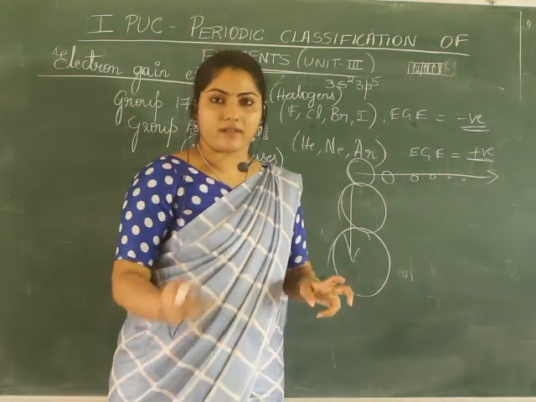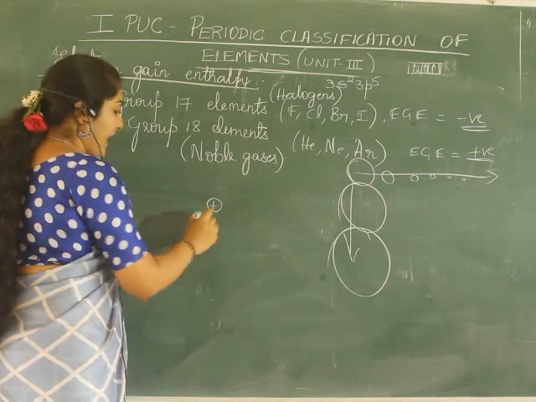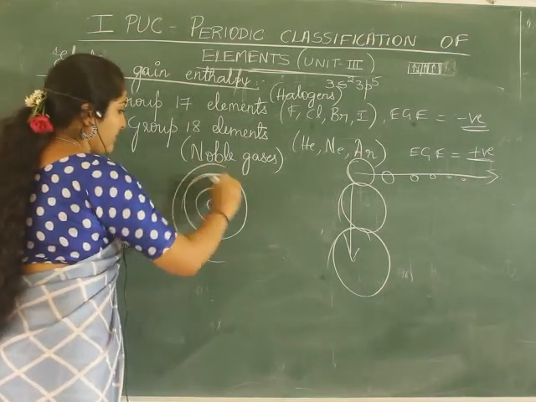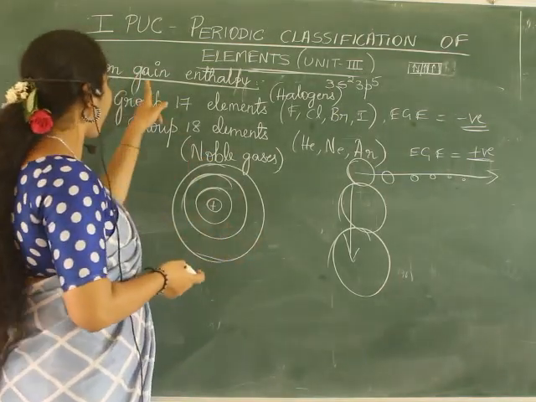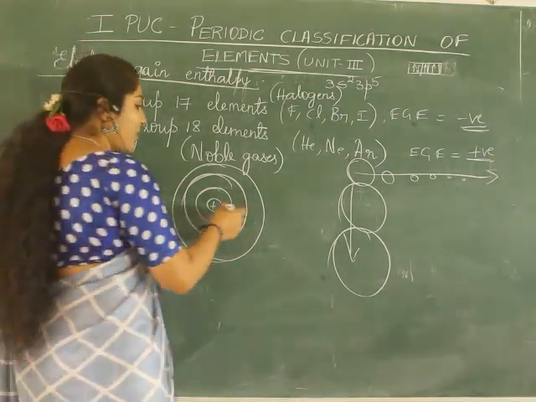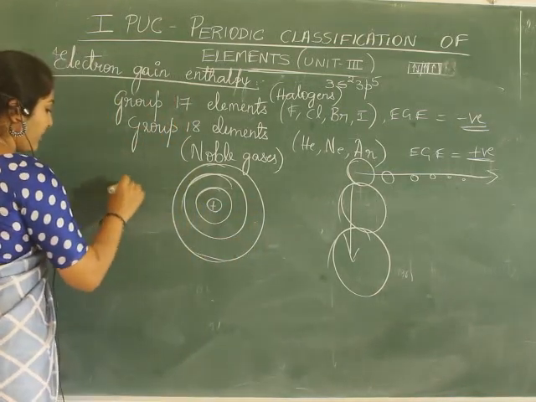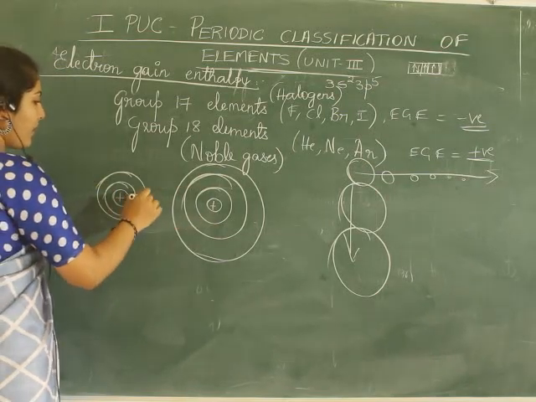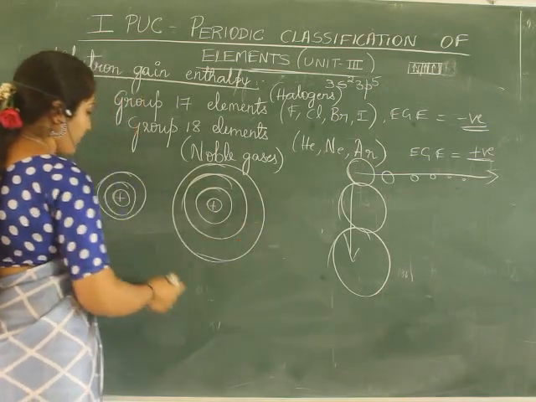Now, across the period, you imagine a nucleus with electrons revolving. You want to add an electron. According to electron gain enthalpy, it has to gain an electron, isn't it? Now I will consider two atoms. This is one atom and this is one more atom. Here the size is small. Here the size is large.